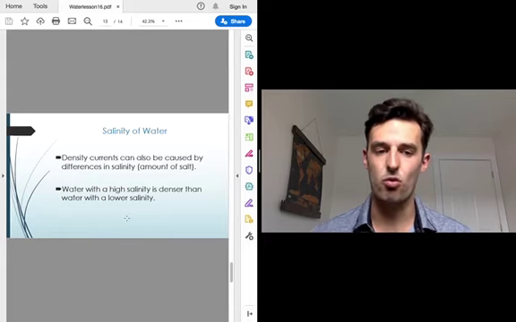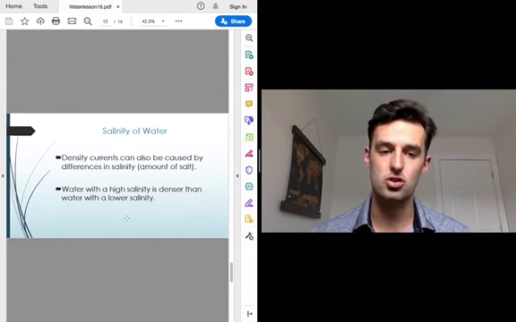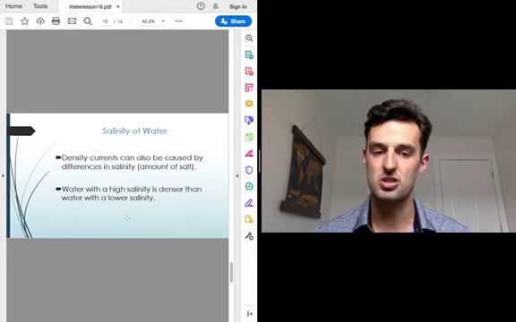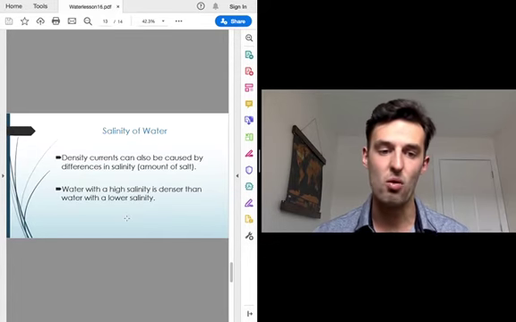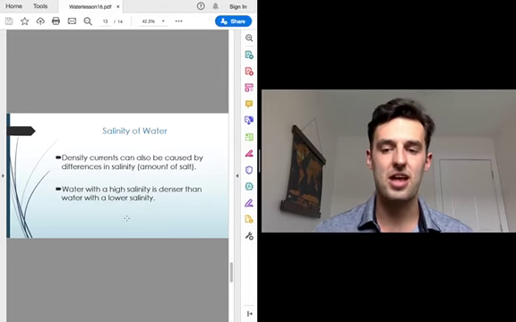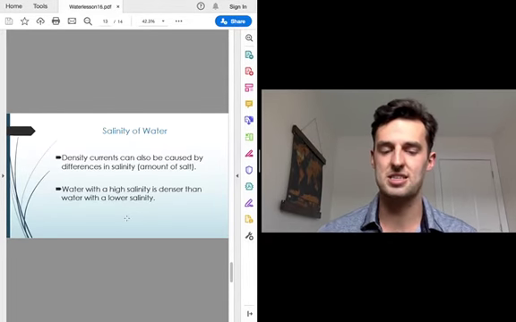The salinity of water is also a factor in deep water currents. Density currents can also be caused by differences in salinity. So density currents can be affected by the amount of salt that is in that water. Water with high salinity is denser, and water with a lower salinity is less dense. That's all that we really need to talk about for this lesson.